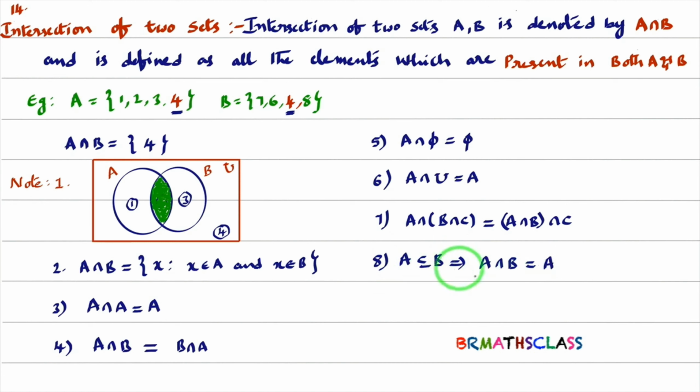You remember, when we do their union, A union B, we will get the bigger set. If A is a subset of B, B is the bigger set. When we do their union, we will get the bigger set. When we do their intersection, we will get the smaller set. This is just a trick to remember these formulas. I hope you understand about intersection of two sets.